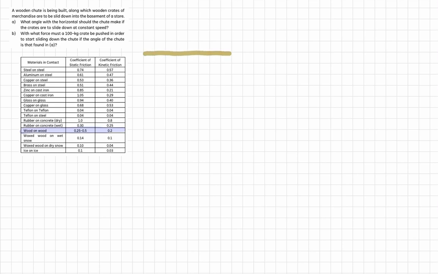So let's say that this is the horizontal, and this is our wooden chute, and this is our crate. Alright, that's our crate. Now that chute forms an angle theta with the horizontal. Now we are asked in letter A, what angle with the horizontal should the chute make if the crates are to slide down at constant speed?